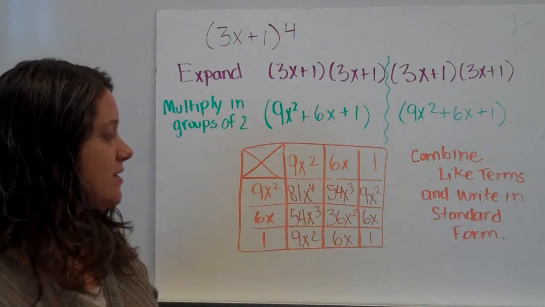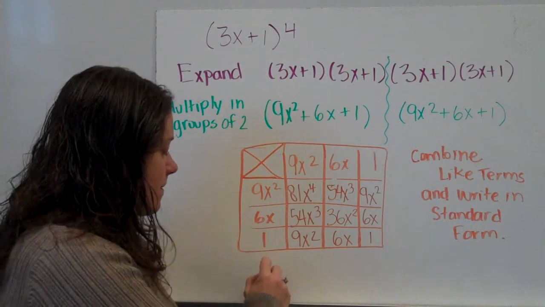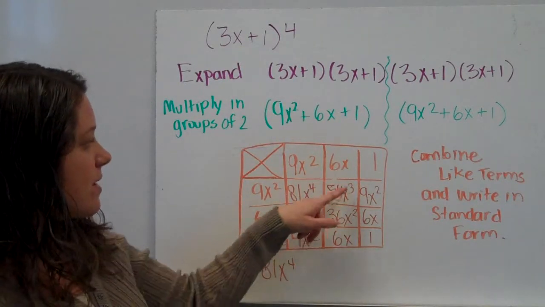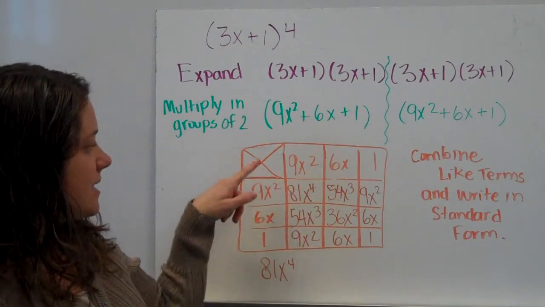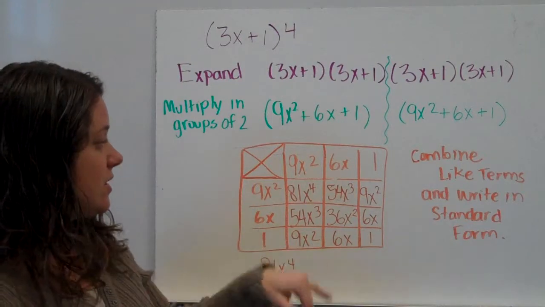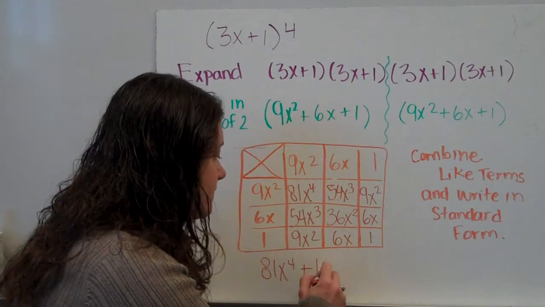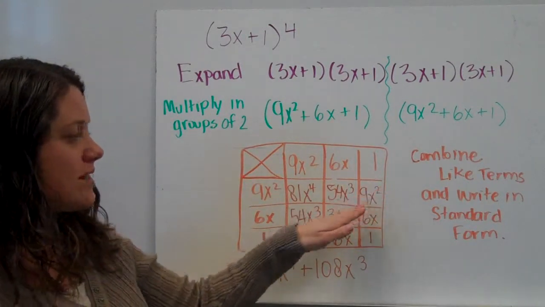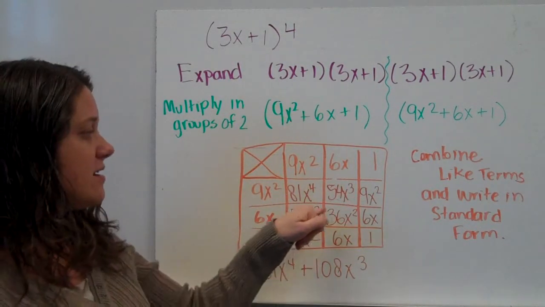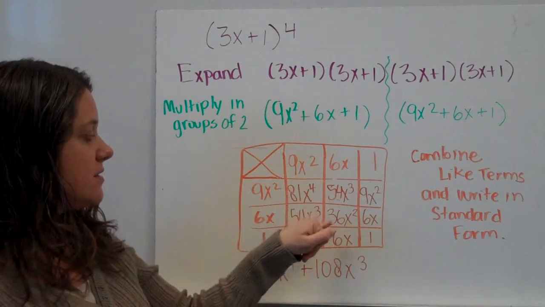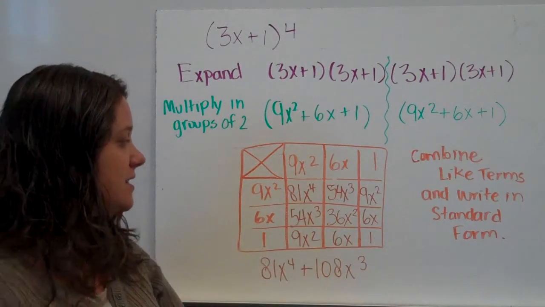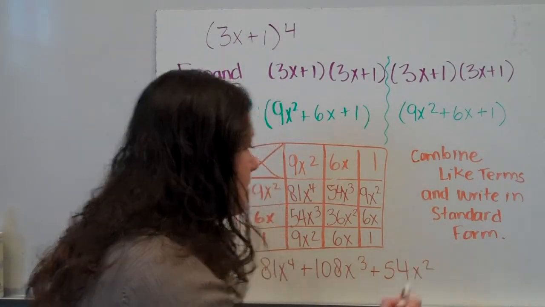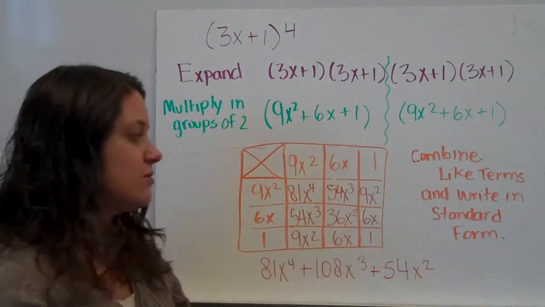Now I'm going to combine like terms. So I have 81x to the fourth. And I can see my x to the third are both right here. So I had 9 times 6 in both of these. So I add those together. Then I can see all of my squared terms are here. So I have 9, 36, and 36. So that would be 36 plus 18. So 54. Add together my x's. So 12x.